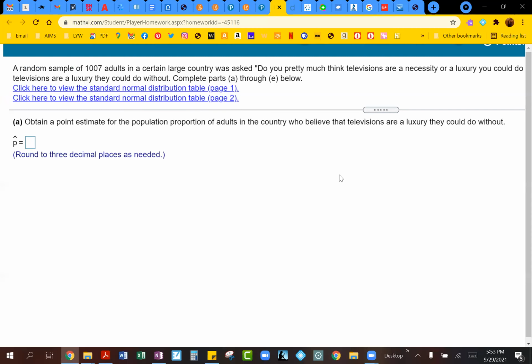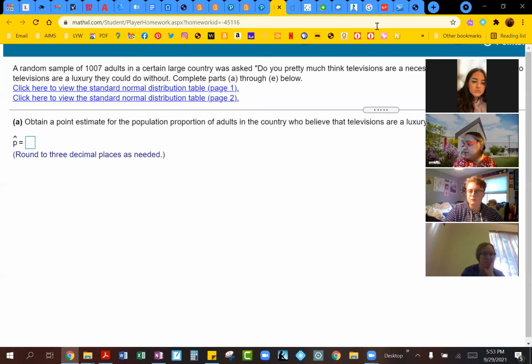So you can see the first question they are asking us to calculate the point estimate for the population for the country, for the adults in the country who believe televisions are a luxury they can do without. So does anybody know how we calculate the point estimate? And if you guys have already been through the first homework section, then that might be something you have already done. So point estimate, and you should be able to find these formulas in the formula sheet or your textbook.